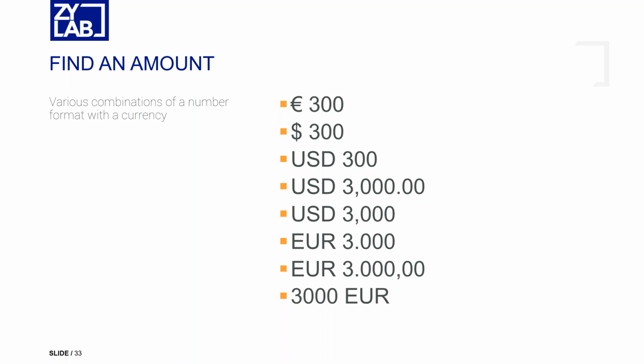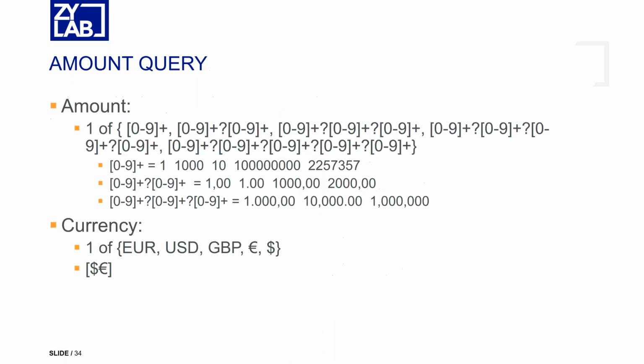Sometimes people use the currency symbol in front of the number, or the currency symbol is behind the number. Some write down USD 300, they use the decimal signs, the thousand separators, so there are all kinds of variations there. So what I want to do is create a pattern that finds all these different variations. First of all, I've got the amount query that I'm going to create.